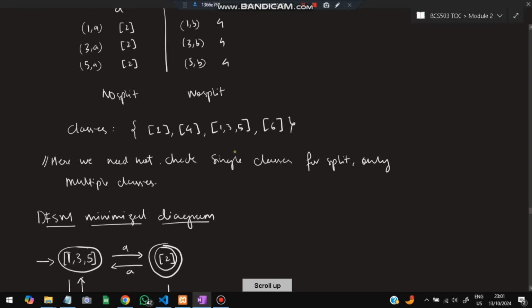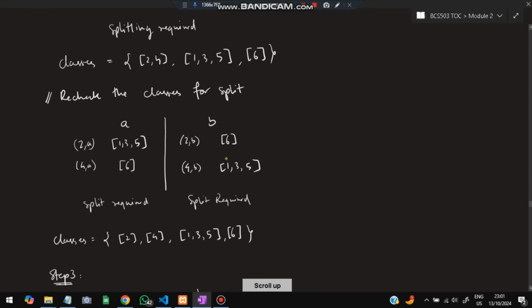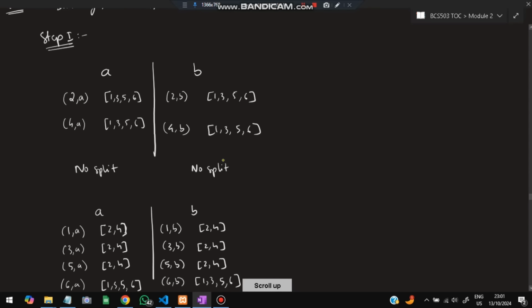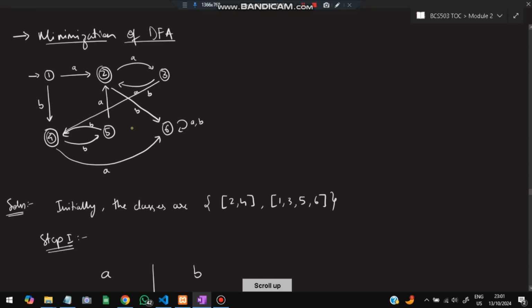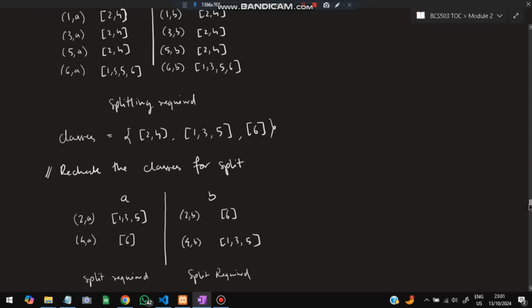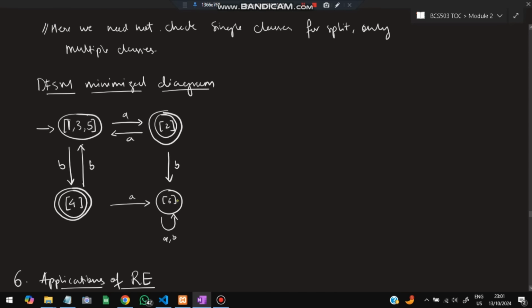After that, which were the final classes? Okay, so here if you observe the first diagram, which were the final classes? The final classes in the initial diagram were 2 and 4. So in my final classes also, wherever I have 2 or 4, that will become the final classes. So this will become a final class and this will become a final class.